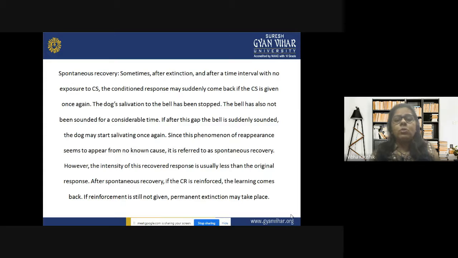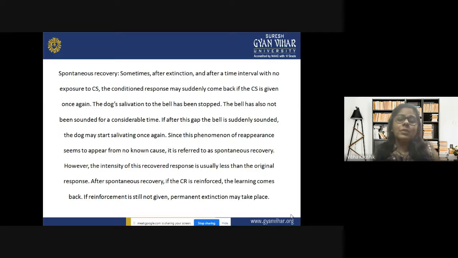The dog's salivation to the bell has been removed. The dog stopped salivating as the bell was presented. The bell has also not been sounded for a considerable time. If after this gap the bell is suddenly sounded, the dog may start salivating once again. Since this phenomenon of reappearance seems to appear from no known cause, it is referred to as spontaneous recovery.